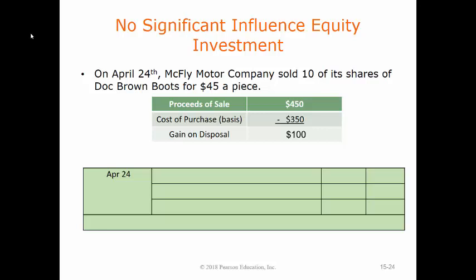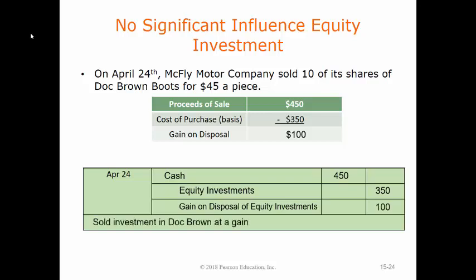That's our gain. So when we record the journal entry to dispose of a portion of our ownership of Doc Brown Boots, we're going to debit cash for the amount that we are actually receiving from selling it, our cash proceeds, which is $450. We are going to credit equity investments to remove them from the books, again at the basis that we paid for originally. Those 10 shares cost us $35 a piece. That's $350. And our profit on the sale was $100, which we're going to record as a gain on the disposal of these equity investments. In the journal entry to record the sale of our part of our investment in Doc Brown at a gain.